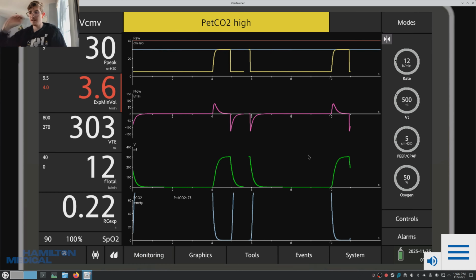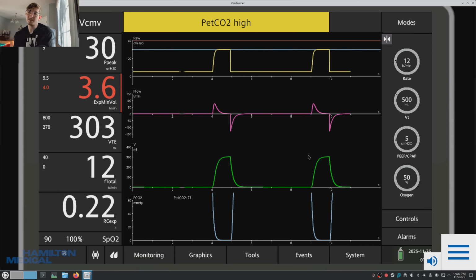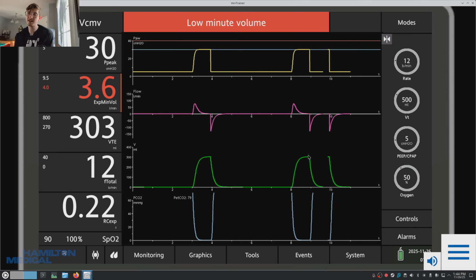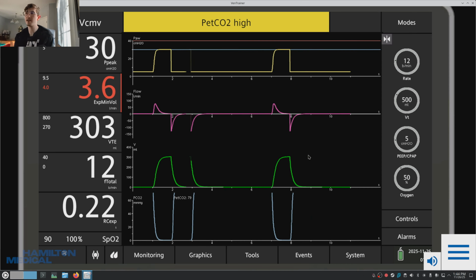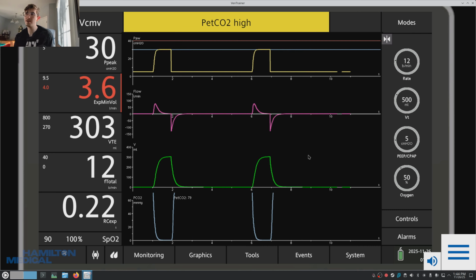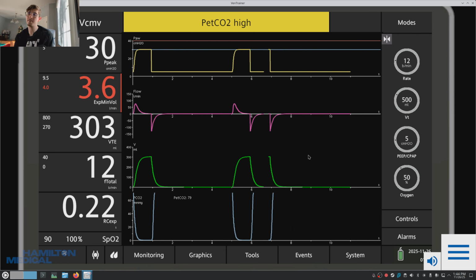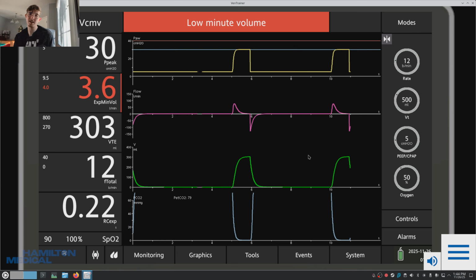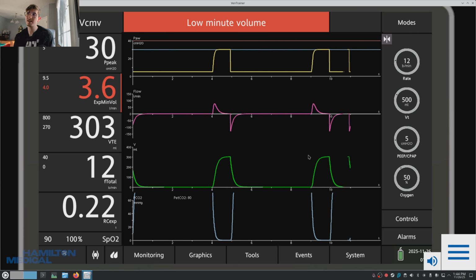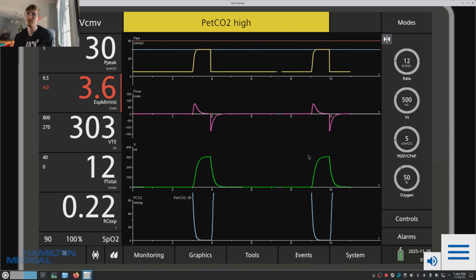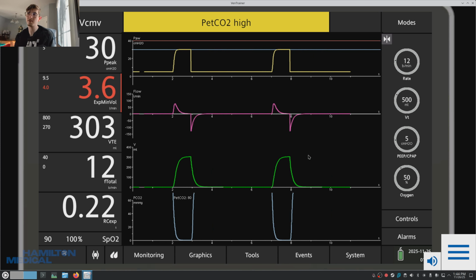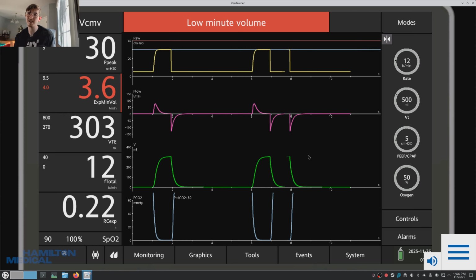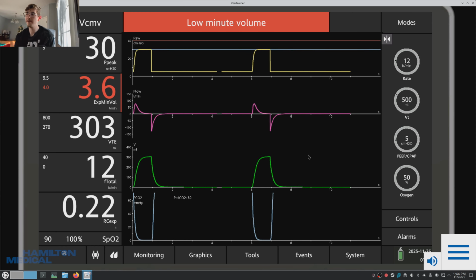No difference. Anyway, everybody, that's going to do it for today's video. I hope you learned something. Once again, I'm not trying to vilify PRVC, but I'm also not trying to praise it either. It is a mode that I believe can be used in some circumstances. Do I think it's the best choice? No. Do I think it's the worst choice? No. No mode is the best or the worst. It just depends on your actual settings and what you do with it, okay?